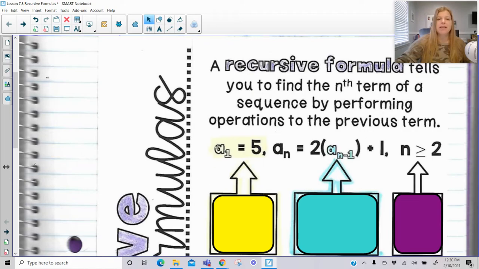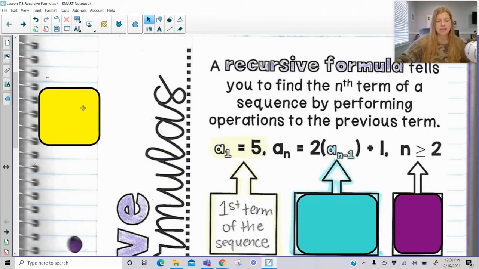The first part is that you're told what a sub 1 is. Now remember, a sub 1 means the first term in the sequence. So in a recursive formula, you're told what the first term of the sequence is. So here the first term of my sequence is 5. You're then given a formula that starts with a sub n. And remember, n always stands for what term of the sequence you're trying to solve for.